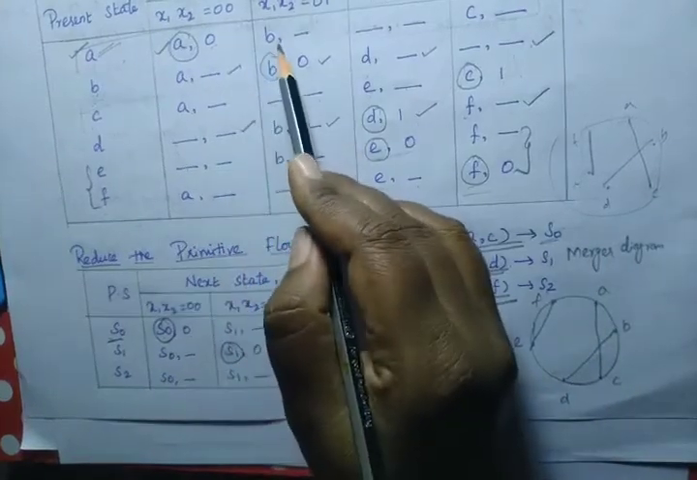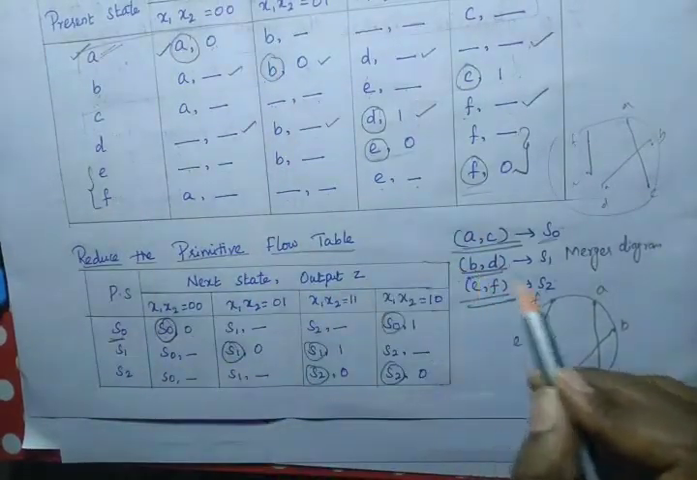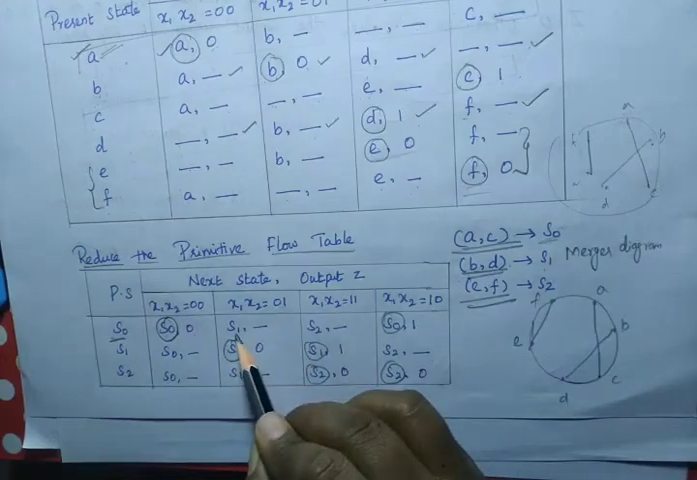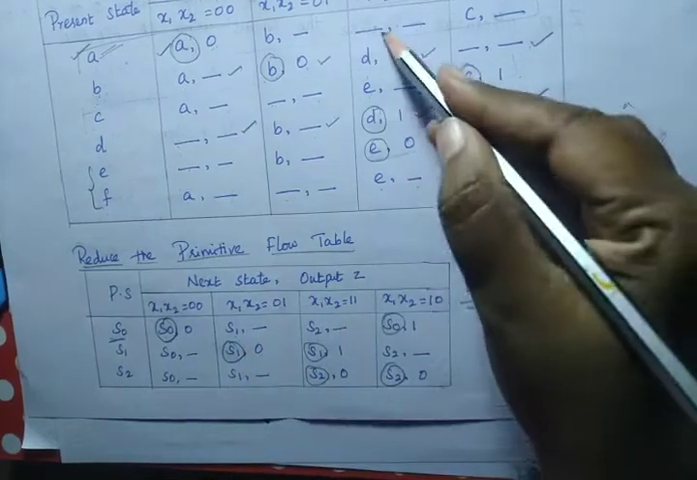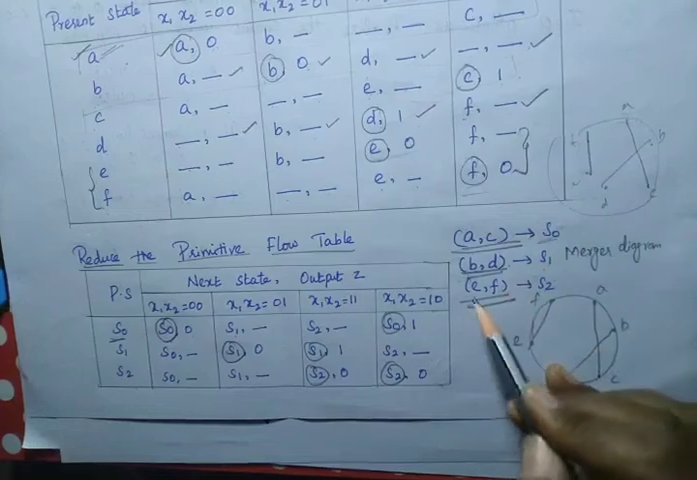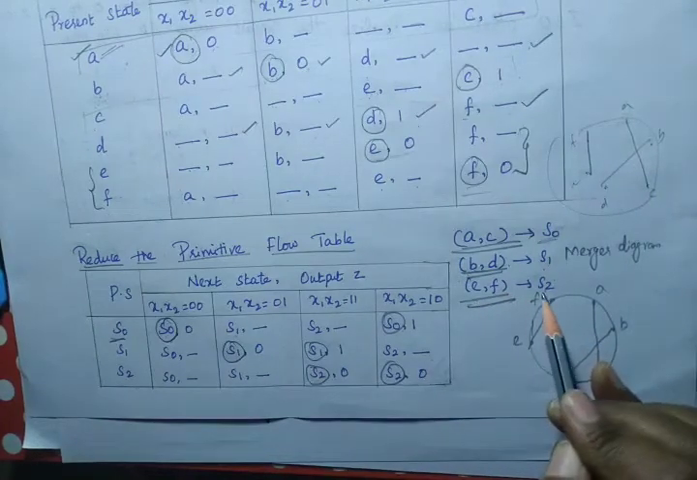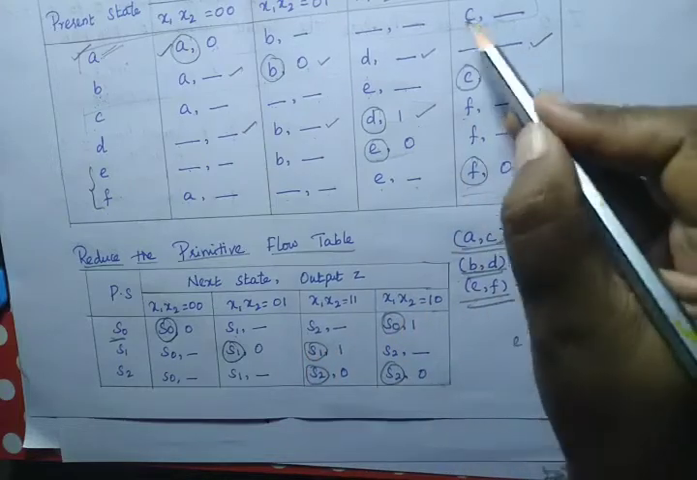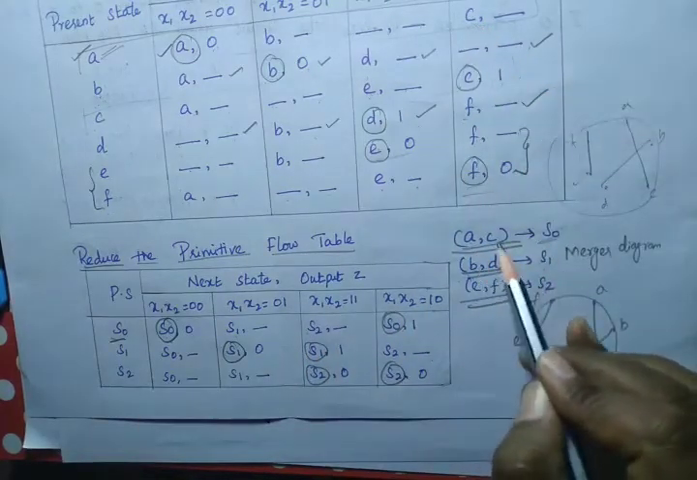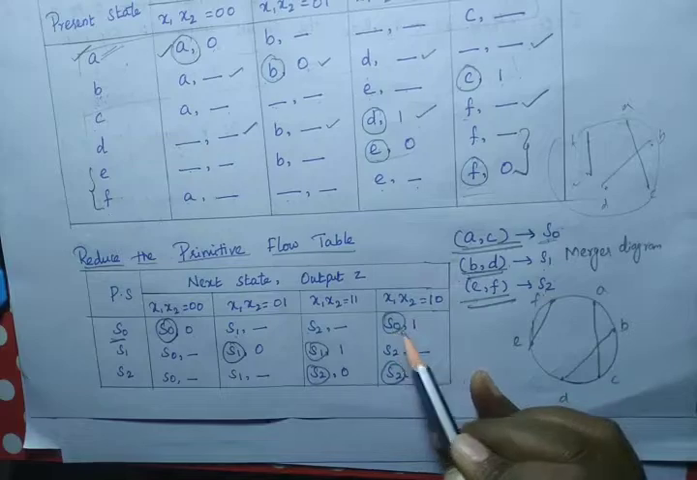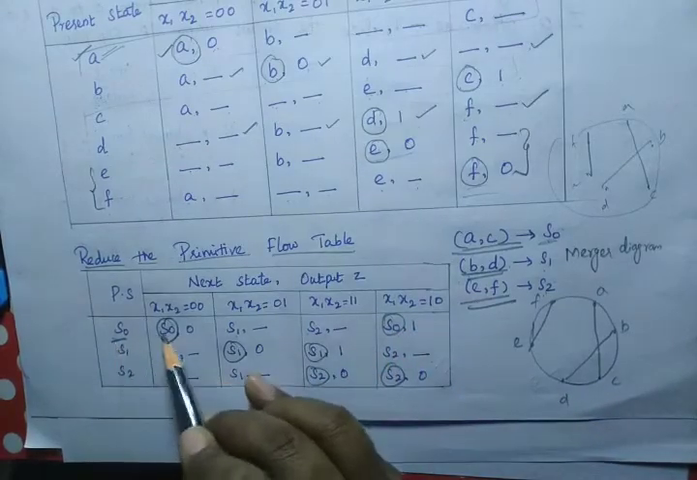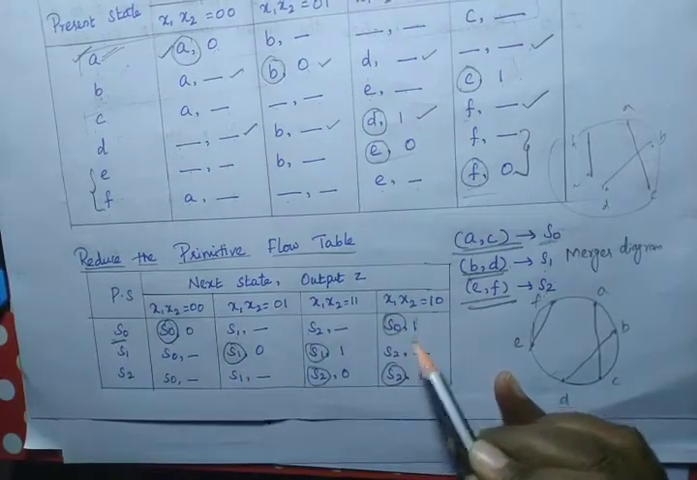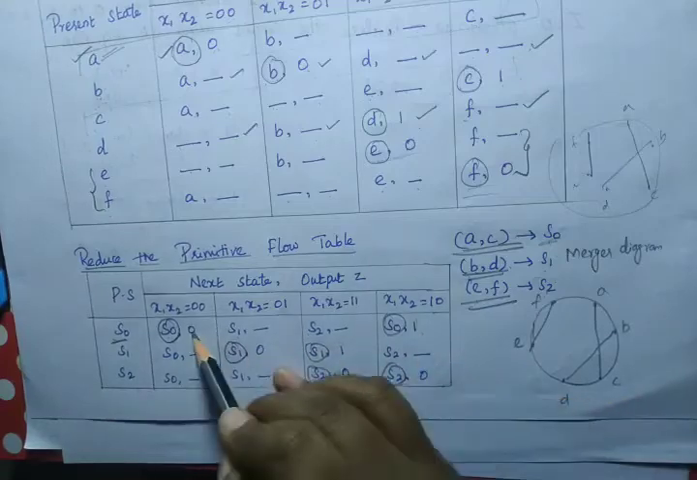Then next one, here we have B. So where are we getting B? S1. So we have to represent that as S1. Next here we are getting E. So where are we having E? We are using S2 for E. So substitute S2 here. Then here we have C. We have merged this A and C, that is S0. S0 comma 1, because this is the S0 state. Wherever you are getting S0, we have to represent the outputs here.